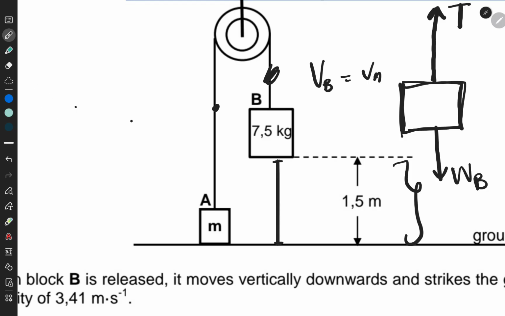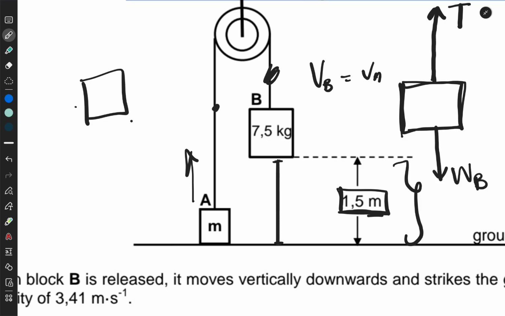As soon as block B hits the ground, it doesn't mean that block A will also stop immediately. Why? Because block A would have gathered its own momentum up until that point. So it'll go slightly above the 1.5 meter mark. And then once it reaches its maximum height, it will come back to this 1.5 meter and hang there. Then everything will be at equilibrium going forward.